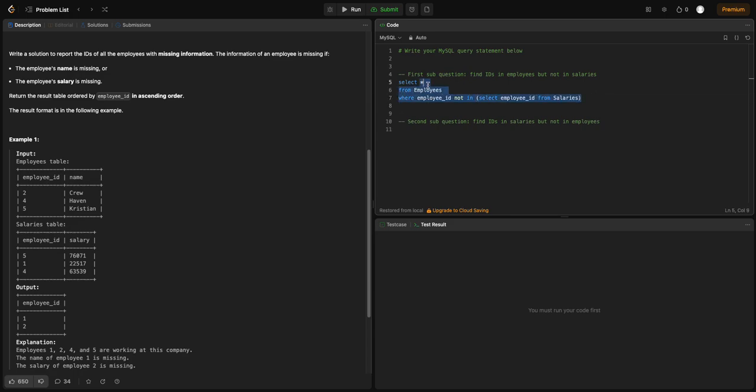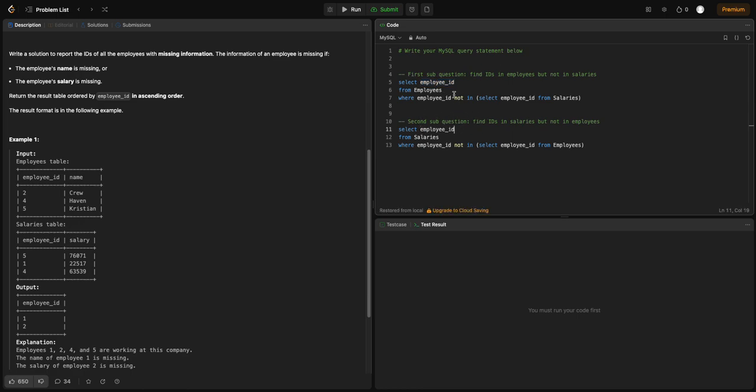And for the second sub problem, we are going to find all employee IDs which are in the salaries table but are missing from the employees table. And to do that, I'm just going to change employees to salaries and salaries to employees here, right? And since we are only interested in the employee ID, I'm going to say employee ID.